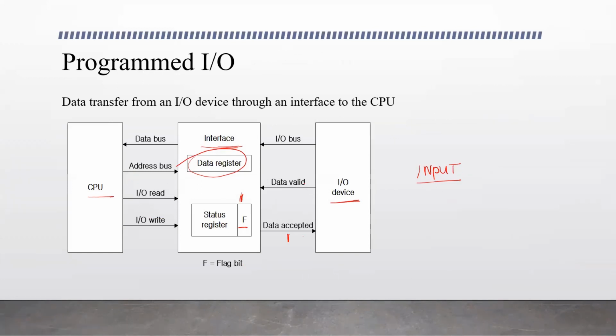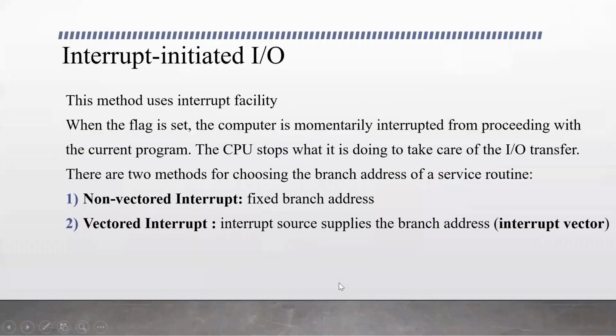So here the transfer is done this way in the programmed IO method, when the instruction executed is to read some data from the input device or to transfer data to the output device. This type of input-output transfer is done. And the next is interrupt initiated IO, the second mode of transfer.